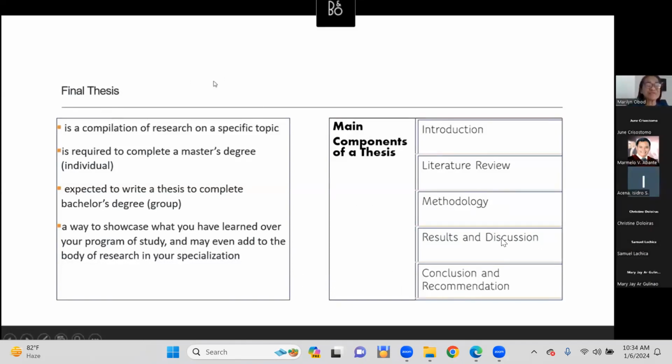Okay? And the final thesis is a way to showcase what you have learned over your program of study and may even add to the body of research in your specialization, or what we call the body of knowledge. That's why it's research.